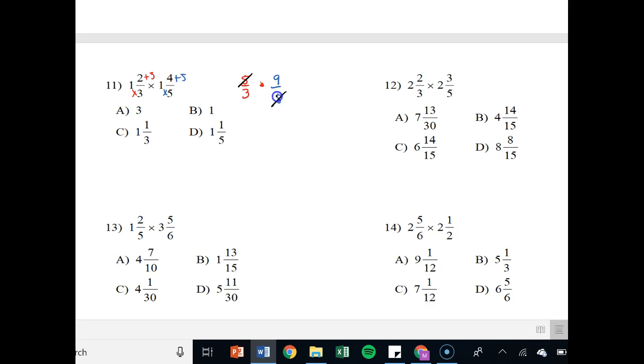5 and 5 both have 5 in common, so 5 divided by 5 is 1. 5 divided by 5 is 1. And then 9 and 3 both have 3 in common, so 3 divided by 3 is 1, and 9 divided by 3 is 3. Now we just multiply straight across, and I get 1 times 3 is 3, 1 times 1 is 1, 3 over 1 is the same thing as 3.